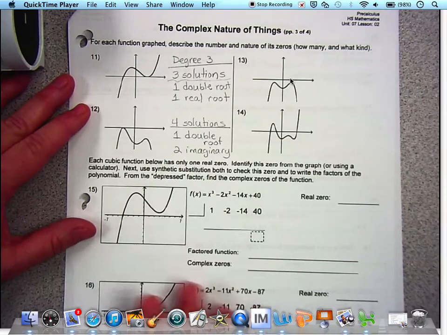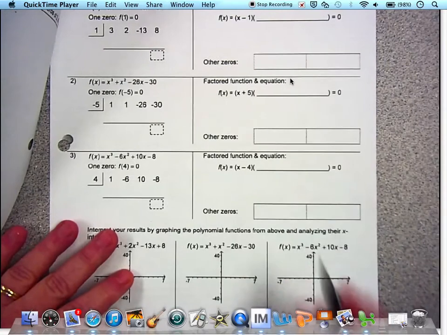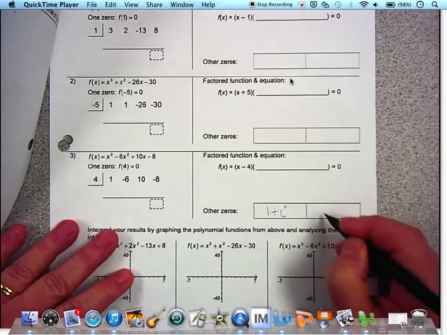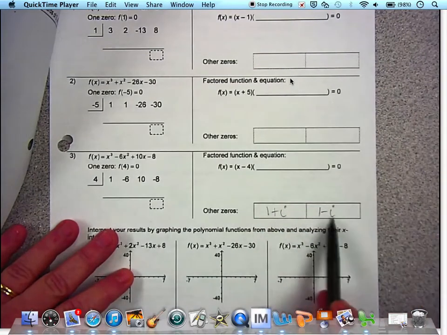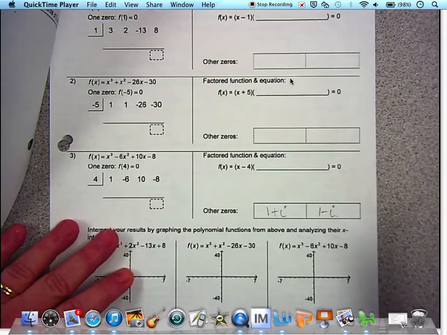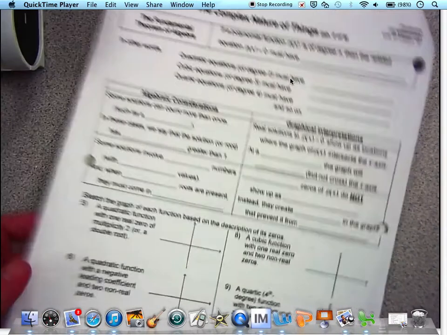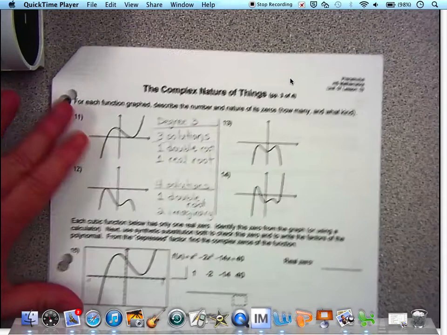Why is that? They just always come in conjugate pairs. Here we had 1 plus i and 1 minus i. That's a conjugate pair. They're always going to come like that because when you do the quadratic formula, you get plus or minus. So we'll always have 2 or 4.